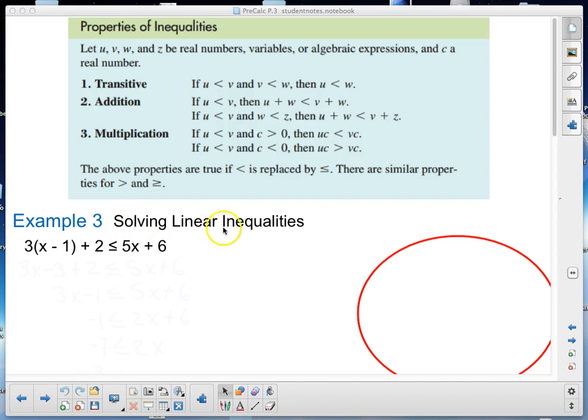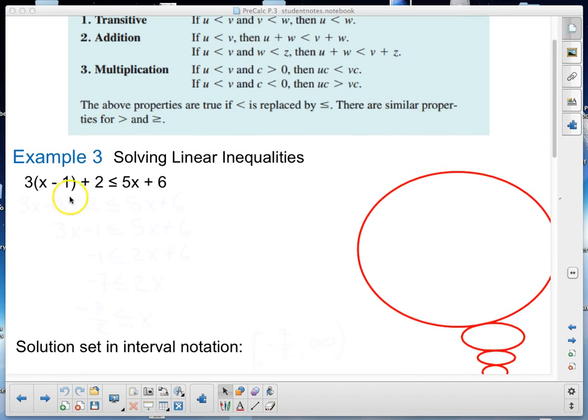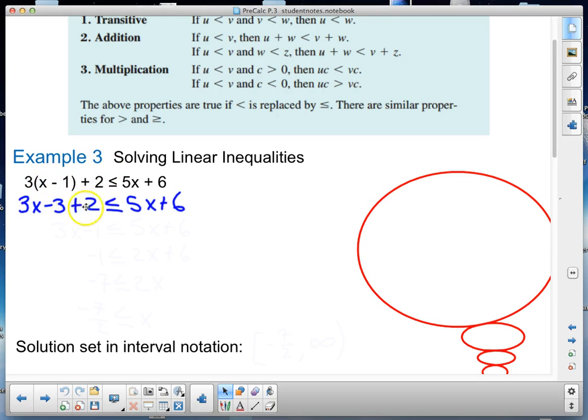Example 3, solving linear inequalities. Okay, we've got the distribution, and then we're going to combine like terms and solve across. Remember, we treat this just like an equality sign all the way up until the time we multiply or divide by a negative value. So let's get after it. So now we've got 3x minus 3 plus 2 is less than or equal to 5x plus 6. Well, I'm going to get that 5x and the 3x together by, let's combine like terms first.